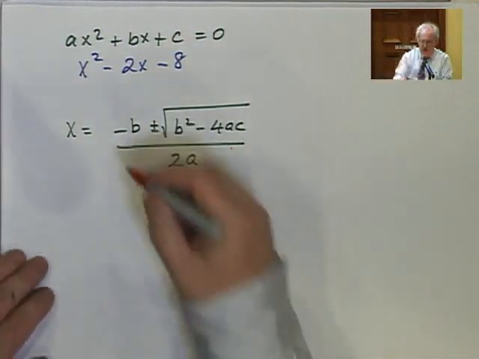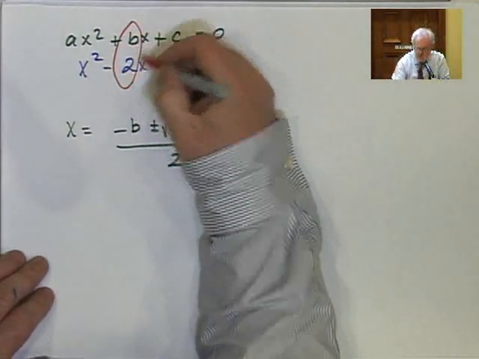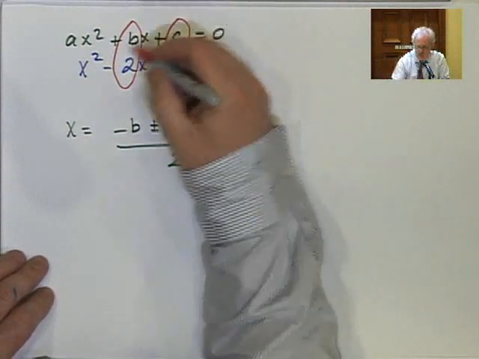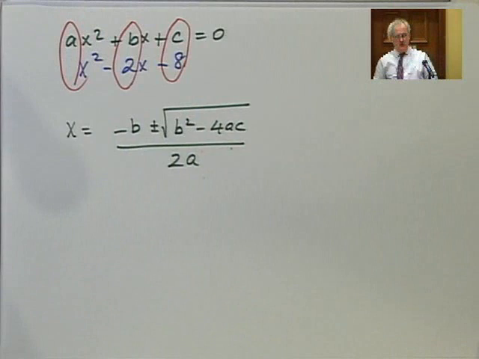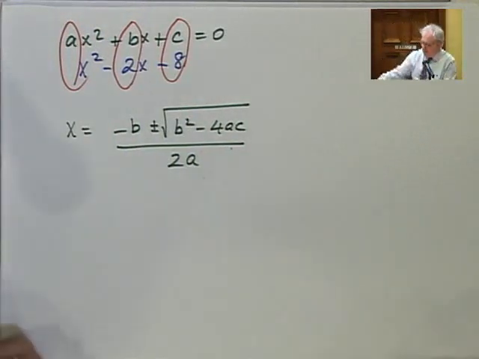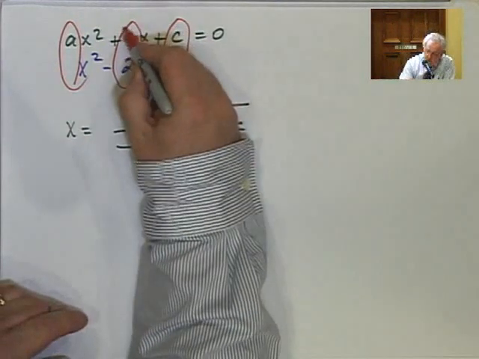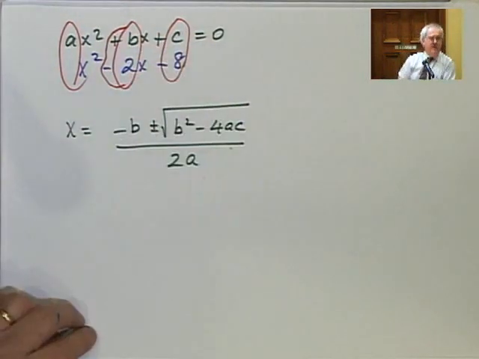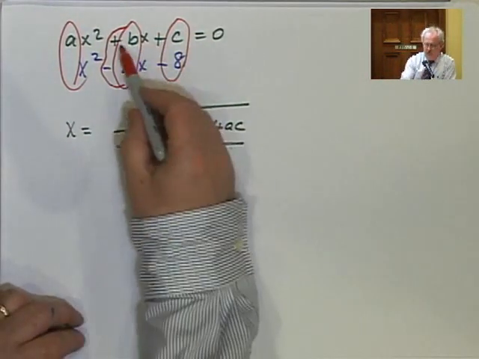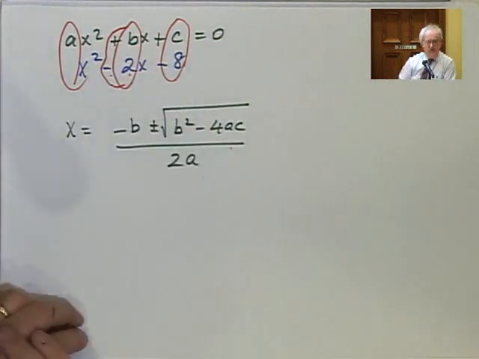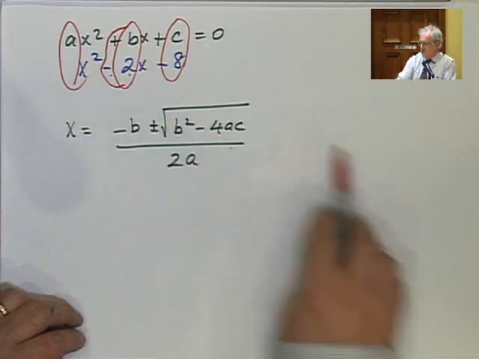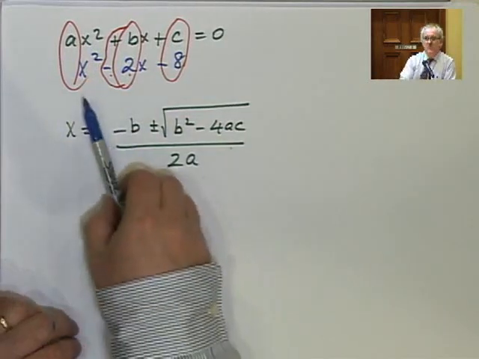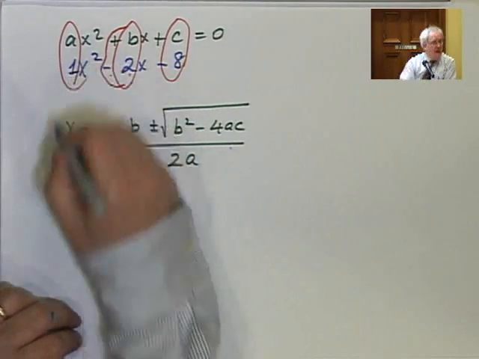In other words, the coefficients here have to match. But we have to be very careful. The coefficients have to match as well as the sign. So that plus b is minus 2. This one here, what number goes before that x squared? There isn't a number there. But if somebody says x squared, it's 1x squared.